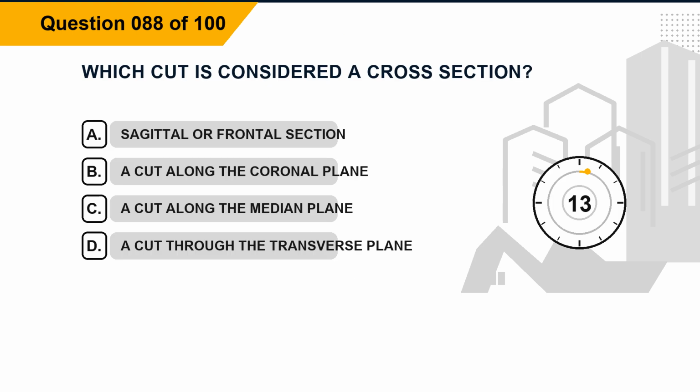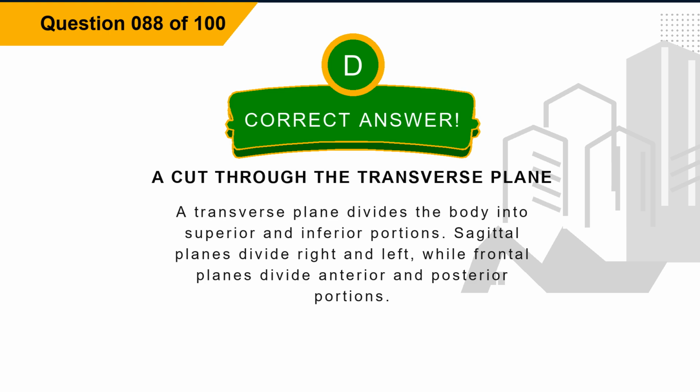Question 88. Which cut is considered a cross-section? Option A, sagittal or frontal section. Option B, a cut along the coronal plane. Option C, a cut along the median plane. Option D, a cut through the transverse plane. The correct answer is option D, a cut through the transverse plane. Explanation. A transverse plane divides the body into superior and inferior portions. Sagittal planes divide right and left, while frontal planes divide anterior and posterior portions.